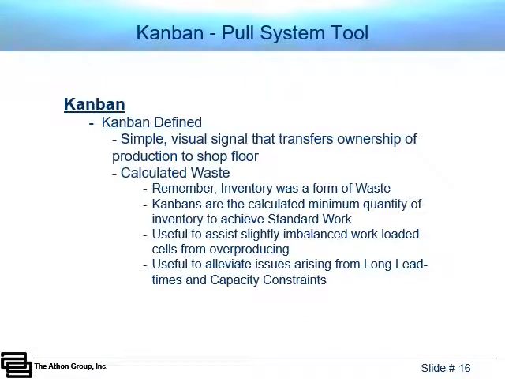So what is a Kanban? A Kanban is just a visual signal to tell you to replenish. It's a transfer of ownership for production from the office to the shop floor. It's a calculated waste. Now, I touched on this a little bit. Anytime you have inventory, that's a waste in a process. A Kanban system is a planned waste. We know it's a waste. However, we often use the technique or the principle of trading waste for waste.